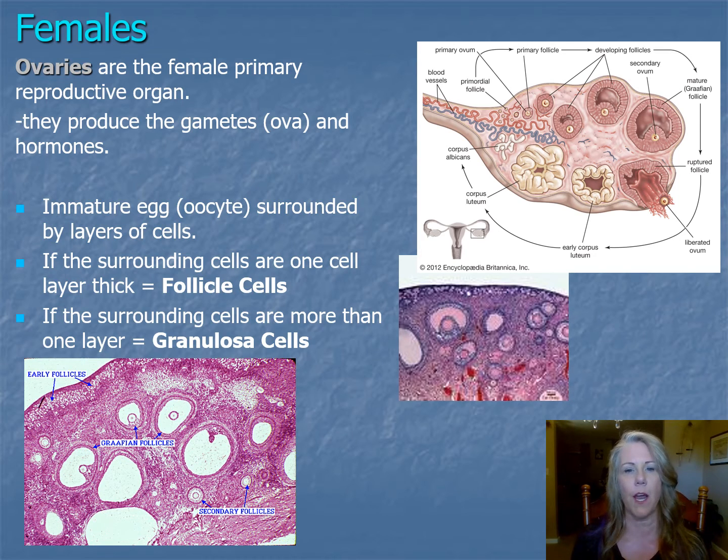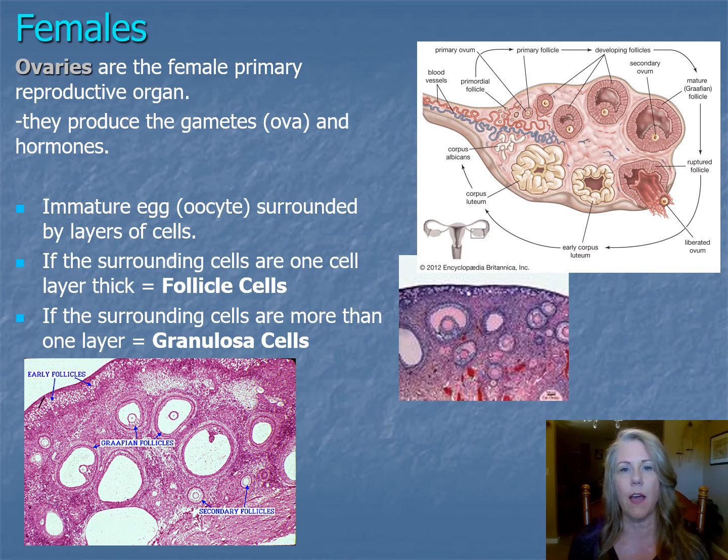So the immature egg. The ovaries are full of immature eggs, what's also known as an oocyte, funny little word, oocyte, surrounded by layers of cells. And we're going to start describing what these are. We're going to get pretty specific in the development of these ova. So if the surrounding cells are one cell layer thick, we call them follicle cells. If the surrounding cells are more than one layer, we call these granulosa cells. So we've got to learn a little bit of the terminology.